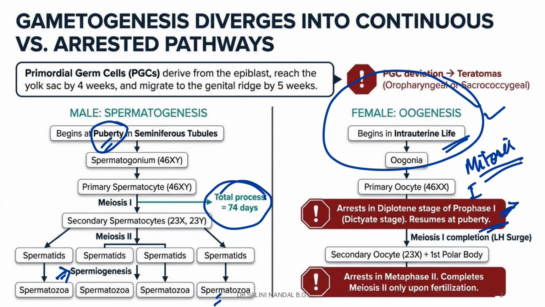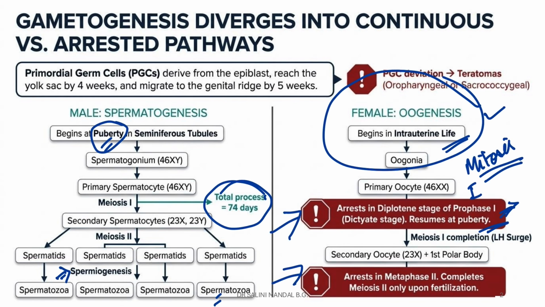At puberty, there is menarche, right? So there is going to be an LH surge, and that is the time this entire meiosis 1 gets completed. Then we get a secondary oocyte. But the secondary oocyte also gets arrested, in metaphase 2. Meiosis 2 is completed only if the ovum gets fertilized. Otherwise, no.